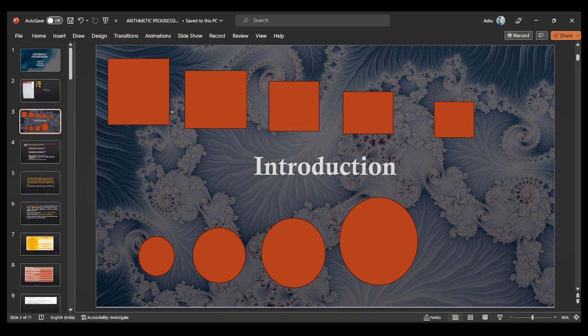Now, if we talk about the introduction of this chapter, you should look at this picture. This picture is a collection of squares, and this picture is a collection of circles. Here, the areas of the squares are 500 meter square, 400 meter square, 300 meter square, 200 meter square, and 100 meter square. Clear?